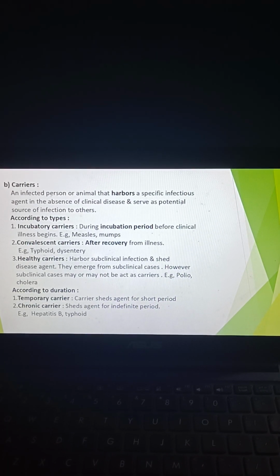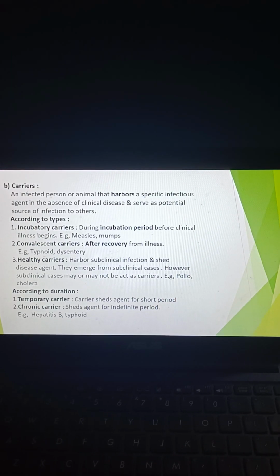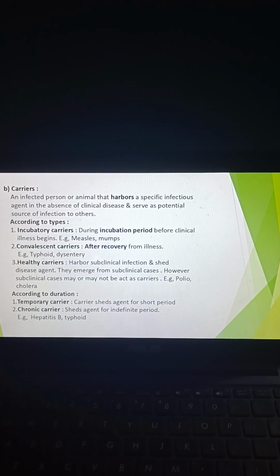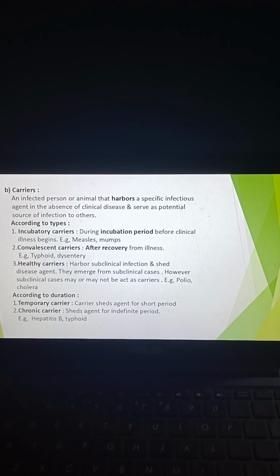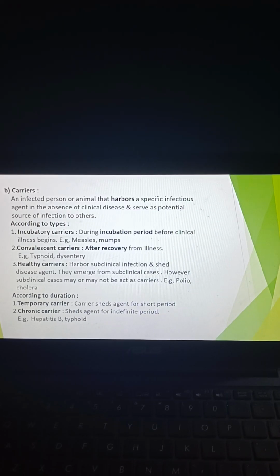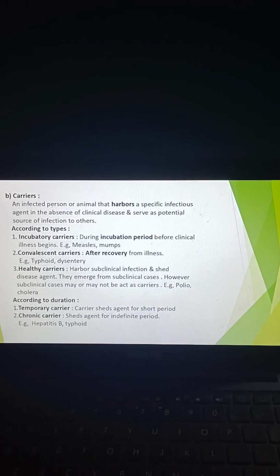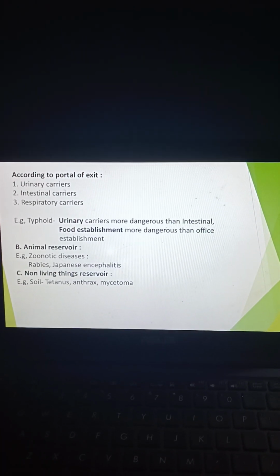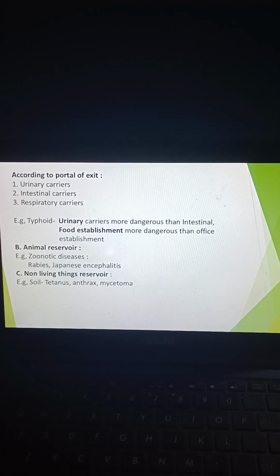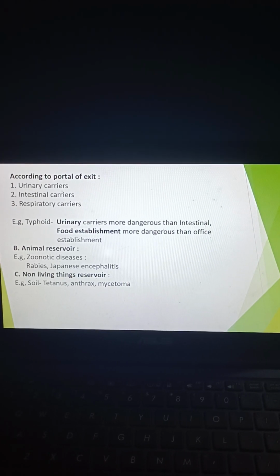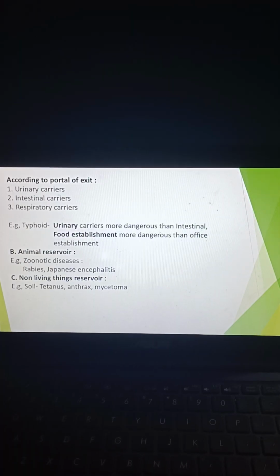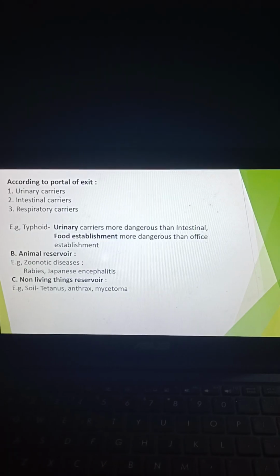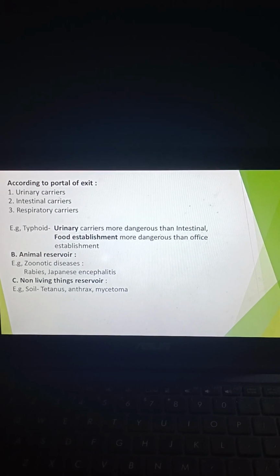According to duration, carriers are classified further into temporary carrier, that means the carrier sheds agent for a short period, and chronic carrier, which sheds agent for an indefinite period. For example, hepatitis B and typhoid are chronic carriers. Then according to portal of exit, carriers are further divided: urinary carriers, intestinal carriers, respiratory carriers. For example, in typhoid, urinary carriers are more dangerous than intestinal, and a food establishment is more dangerous than an office establishment.